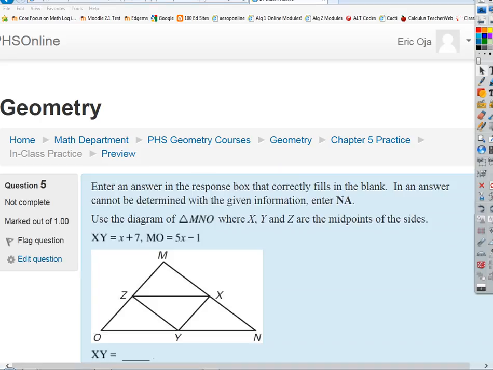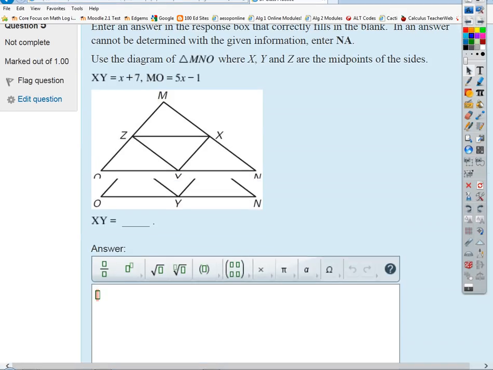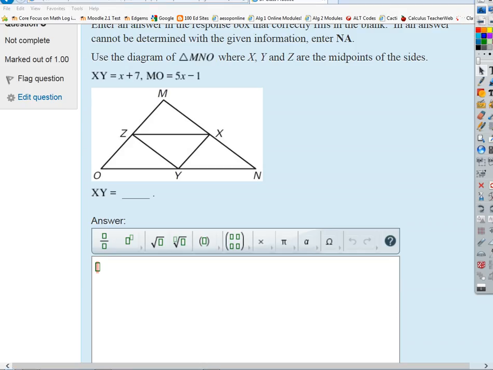Same kind of thing. Just slightly different question though. This is asking for a different type of answer here. Okay, let's look at this. So same kind of deal. We know that we've got triangle MNO and X, Y, and Z are midpoints, right? So they're telling us a couple things here. Let's kind of color code this.